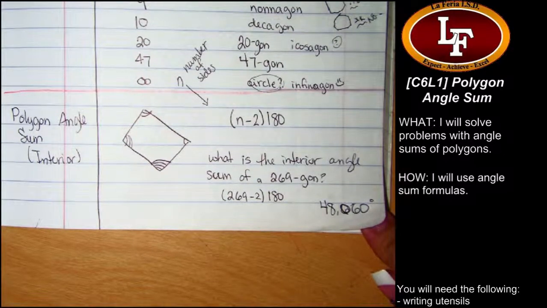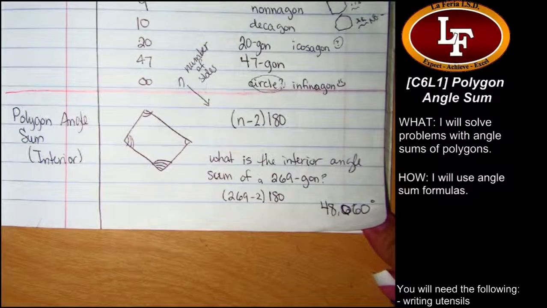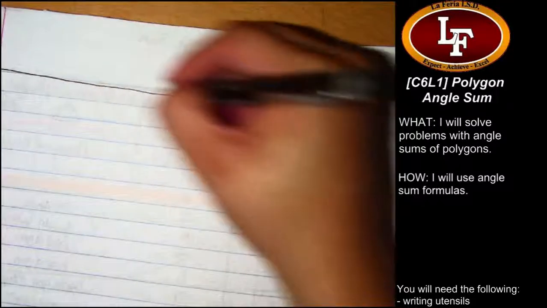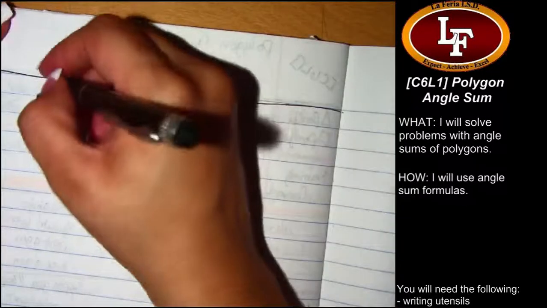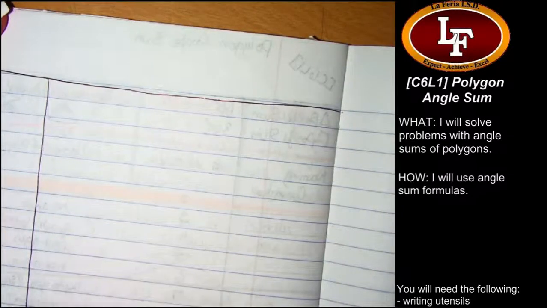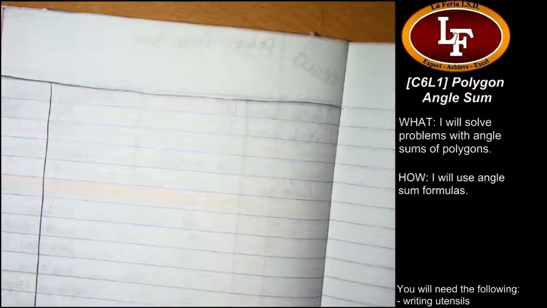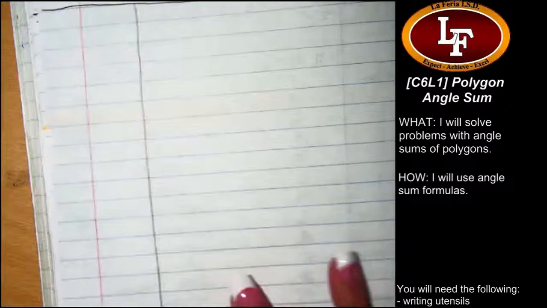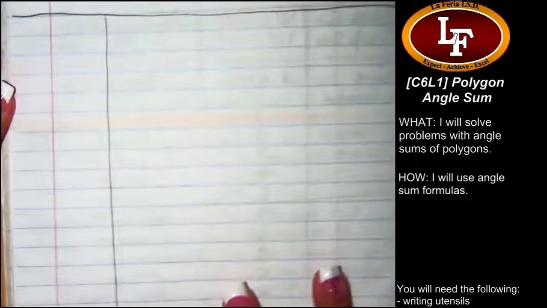Maybe. Such language, sir. I'm sorry, I couldn't say it right. I'm trying to read this at the same time. I need a new page. What is the interior angle sum of a 269-agon? Do we have to solve it or what? Yeah, you put it in that little formula that you were just given.